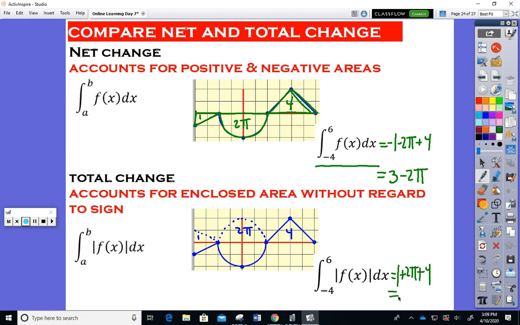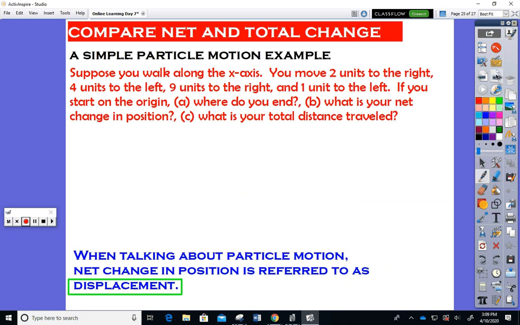So your total area is going to be, oh, nope. That was my computer acting nuts. 5 plus 2 pi. So the total area will quite often be more than the net area, because the net area allows for you to subtract values off that are negative. Total area, you add everything. Okay, so how does that apply to what we're doing?